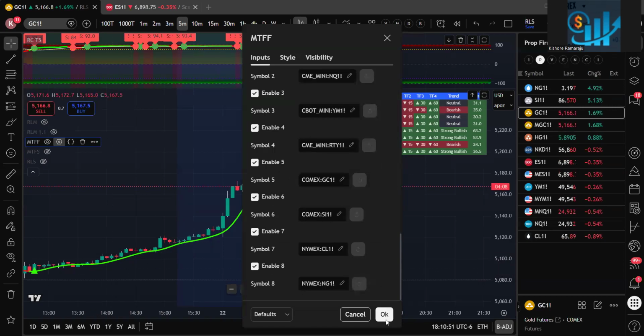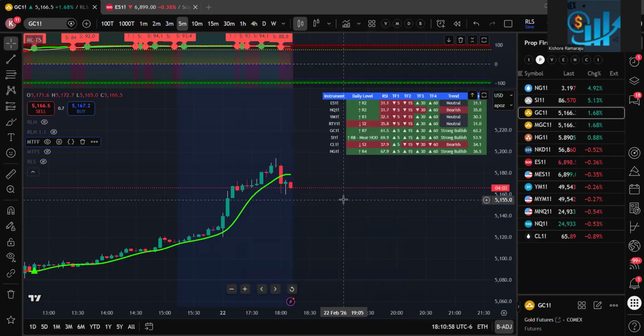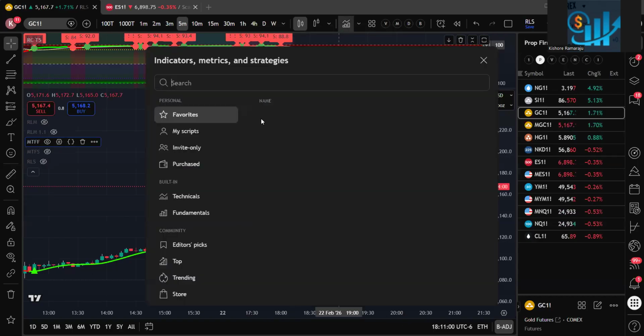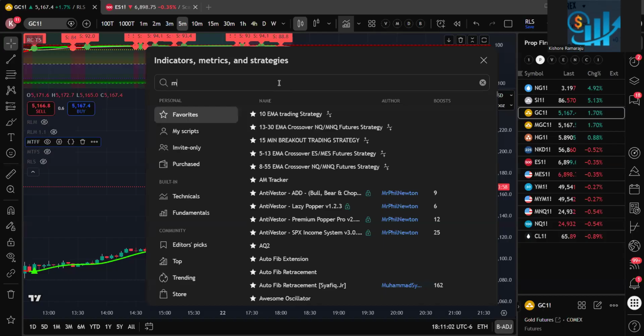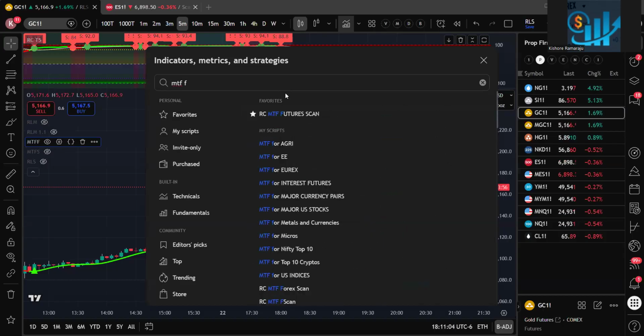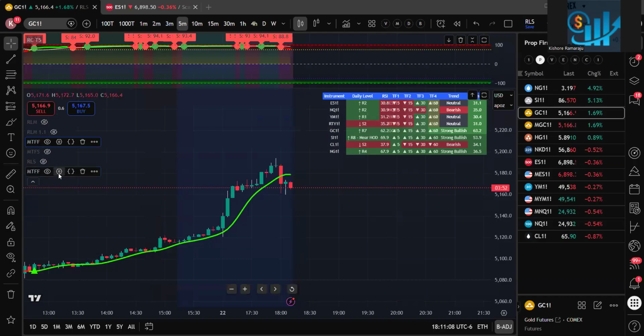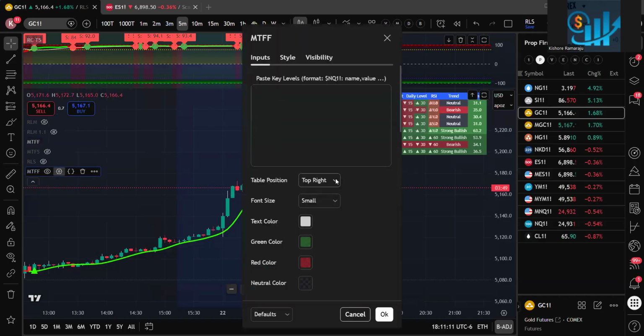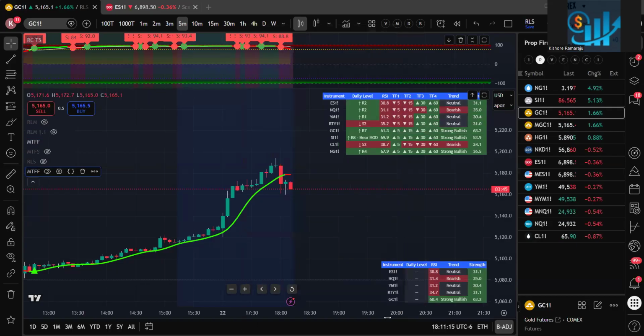And for example, if you want to see the trend for more tickers, what you can do is go and click on that MTF future scan one more time. This time you change the direction, right? Instead of top right, now I'll change it to bottom right. So now I have ES, NQ, YM, RTY, all these symbols here.